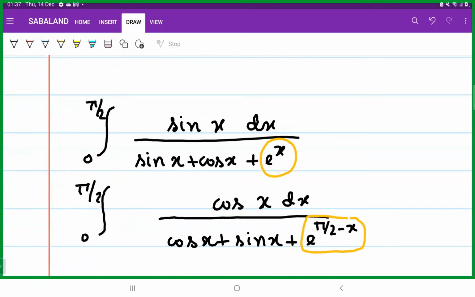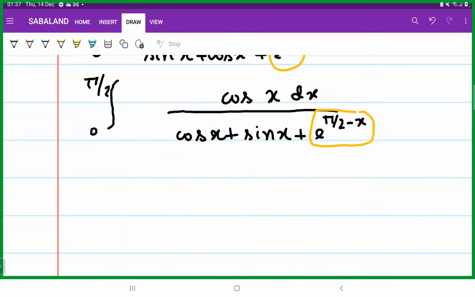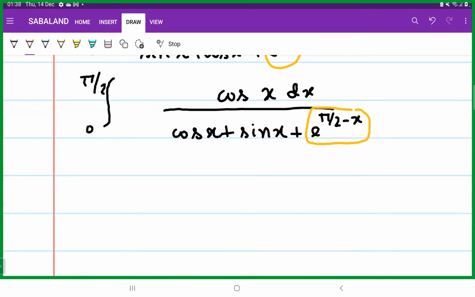So let's do one thing. This is where the question starts from. Let me just write this over here. This is where the question starts from. Let's do one thing. I'm not putting the limits right now because it's time consuming.